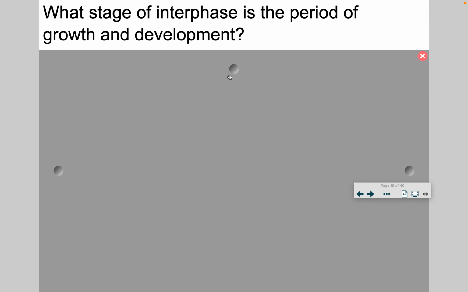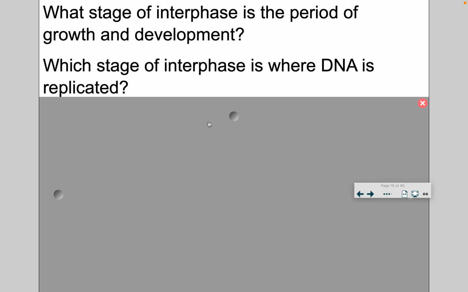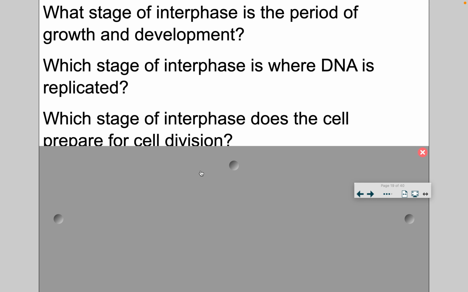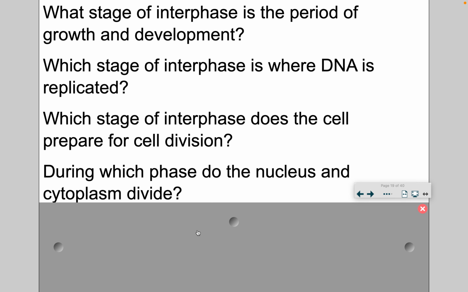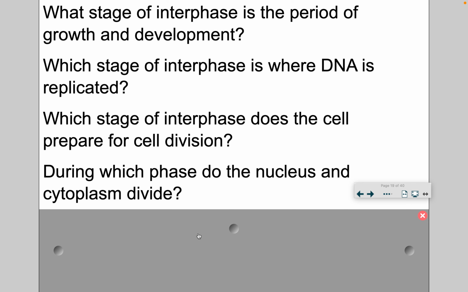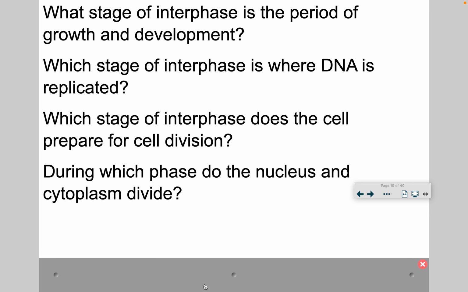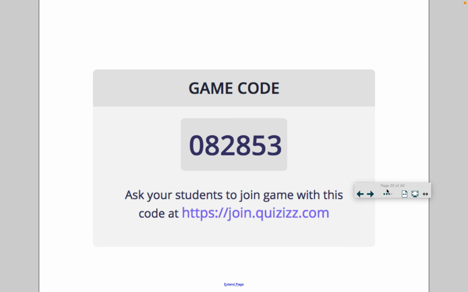On another slide, what stage of interphase is the period of growth and development? That would be G1. Which stage of interphase is where DNA is replicated? That would be S. Which stage of interphase does the cell prepare for cell division? G2. During which phase do the nucleus and cytoplasm divide? That would be the mitotic phase. Ooh, lots of review there.